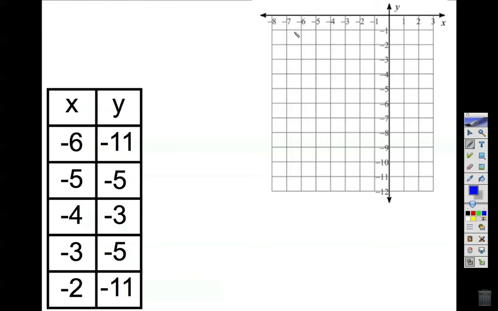curves. So -6 on the x and -11 on the y. -5 and -5. -4, -3. -3, -5. And -2, -11. Alright, remember, a parabola looks like a U. So this is where we got kind of a U right already. So, again, not connecting the dots straight, right, because from here to the next point, it's going to be much faster.